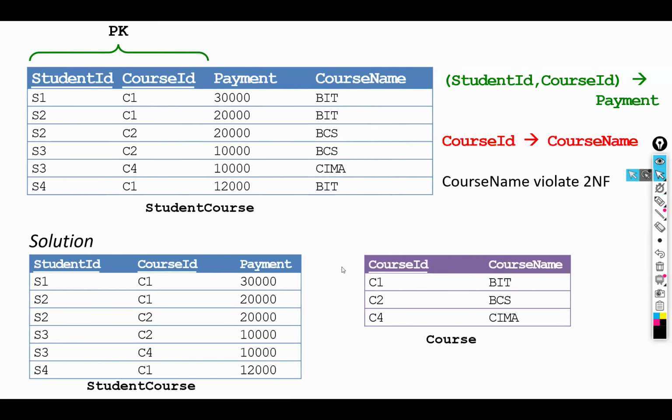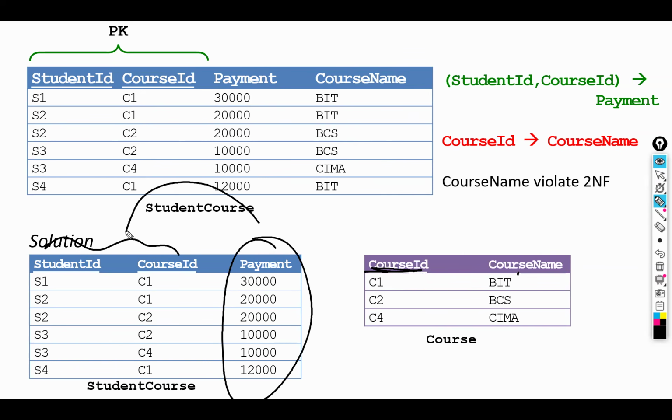Okay, so this is the solution. We have taken out the course name and put it into the course table where course ID is the primary key. Now we have only one field which depends on the full key, the full composite primary key. Is it clear? This is not rocket science. This is a very easy concept once you understand.